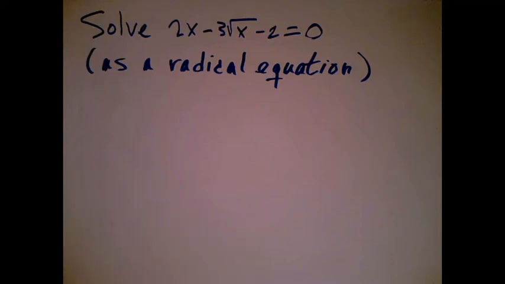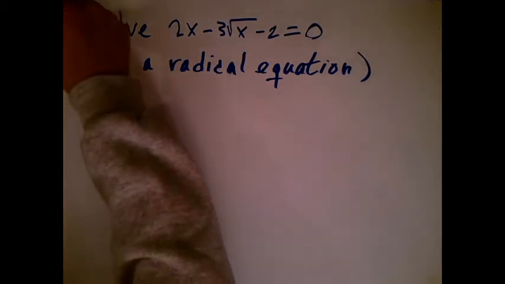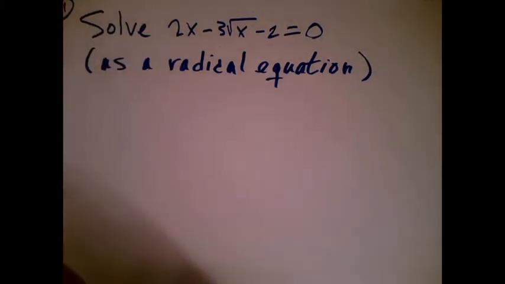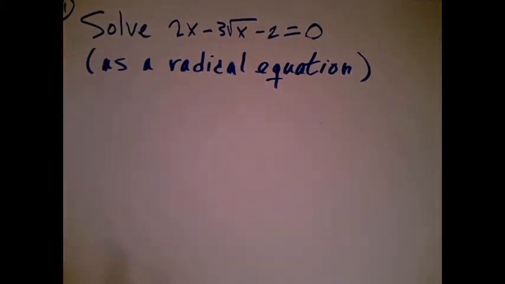Okay, we're being asked to solve this equation. There are two different ways of doing this. The first way is the way you'd actually see in an intermediate algebra class. We'll call that method 1. I see a radical, and in intermediate algebra they will tell you to solve a radical equation.